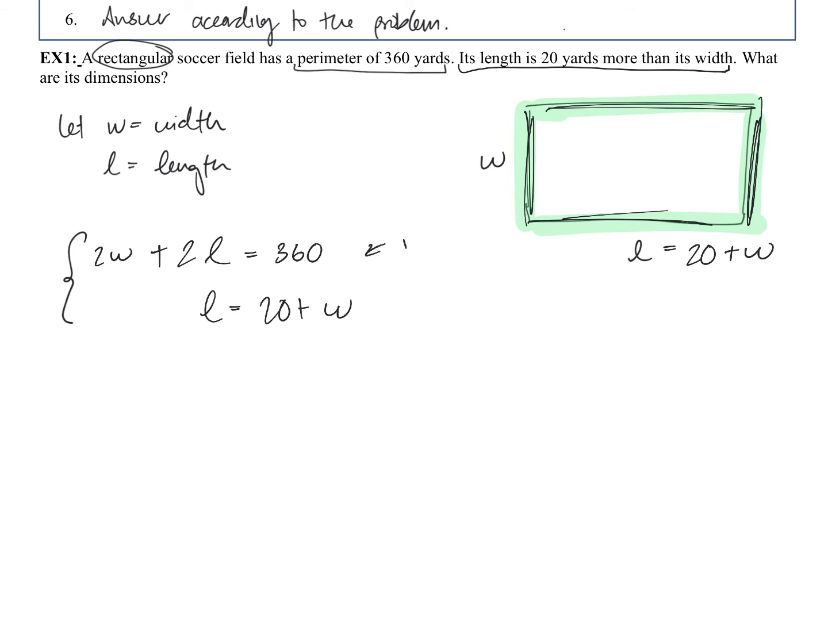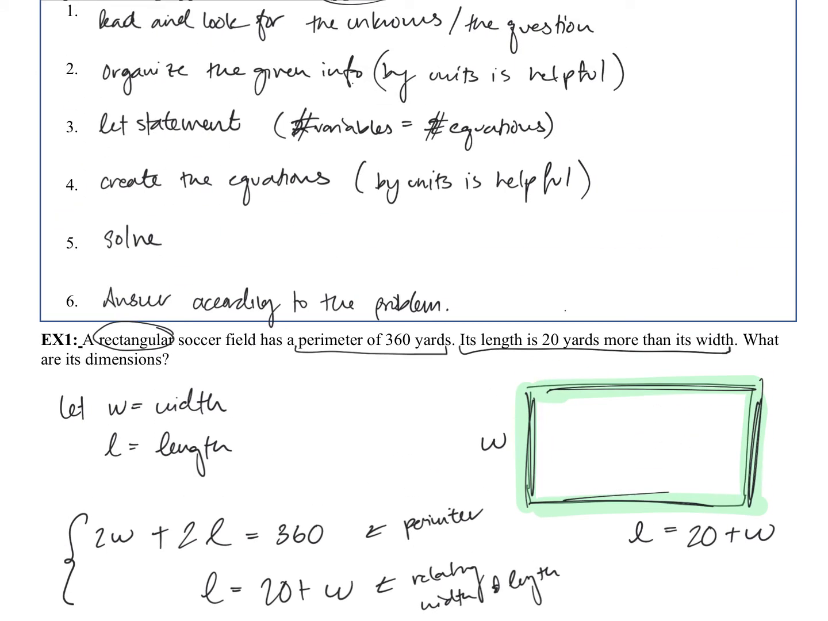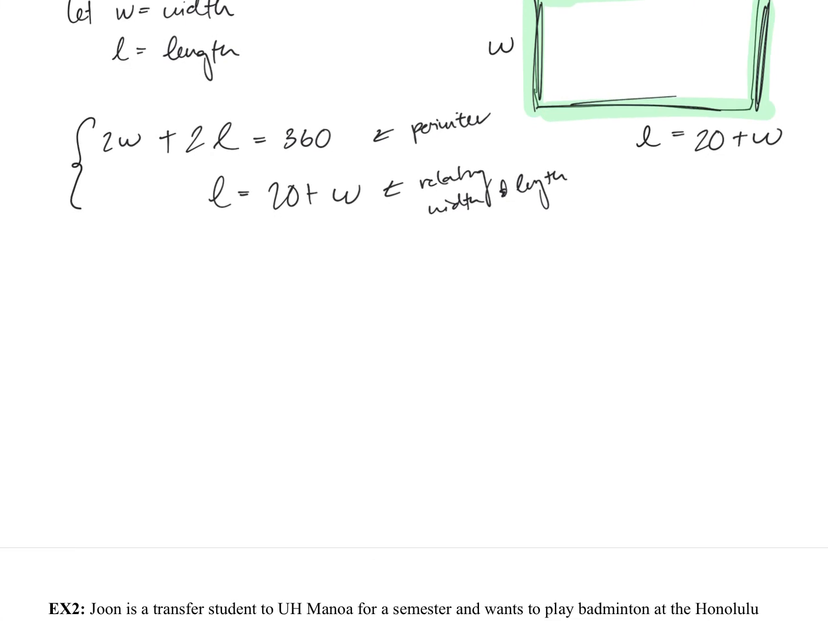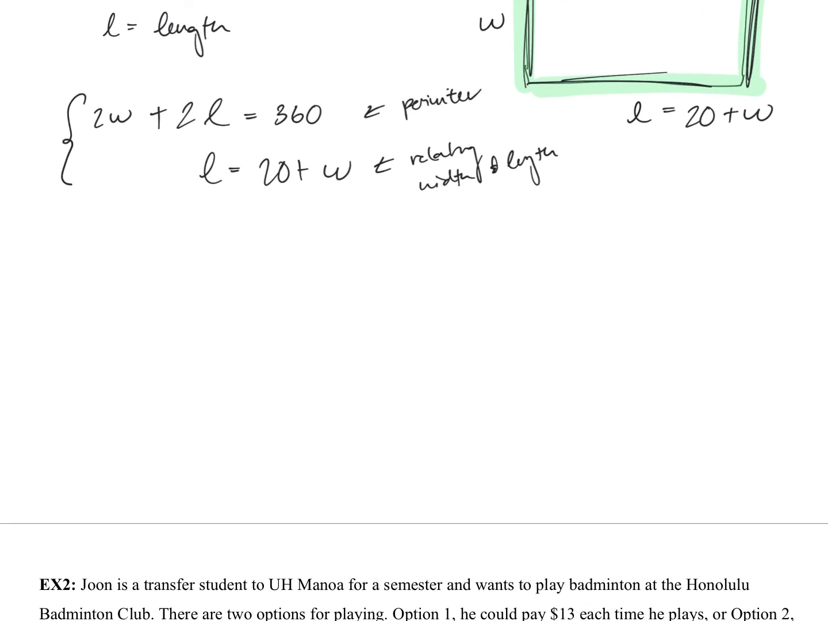So this was written in terms of the perimeter, and that was in terms of relating the width and the length. Doesn't always stick by units, which is once again why I said it's helpful. Doesn't always work, but that's a good way to do it. Alright, so let's go ahead and solve this. This is just a 2 by 2. So to solve, I guess I'll use substitution since it's set up perfectly for substitution.